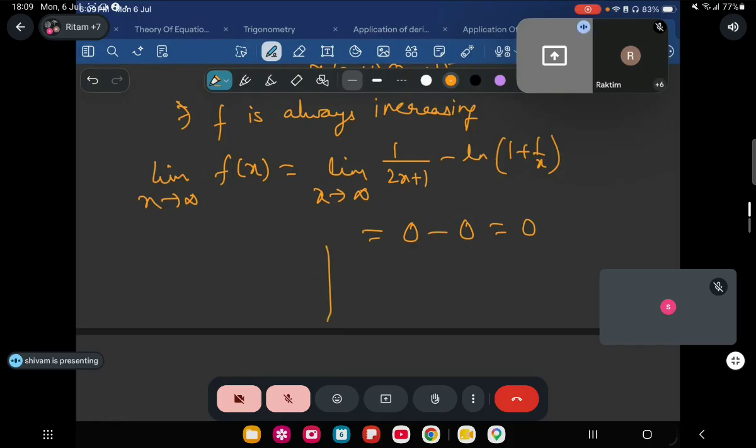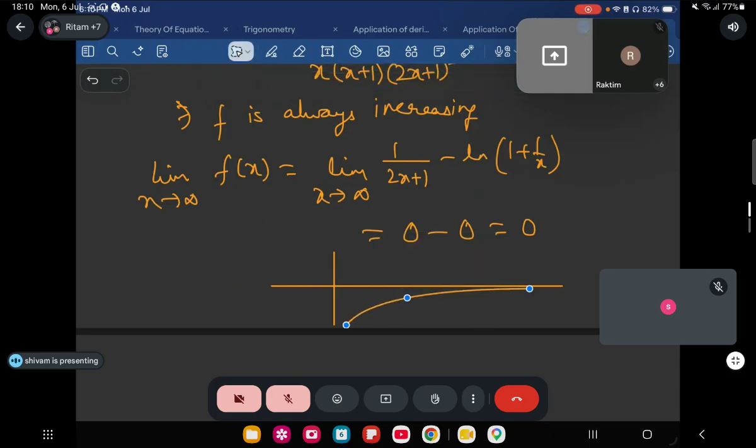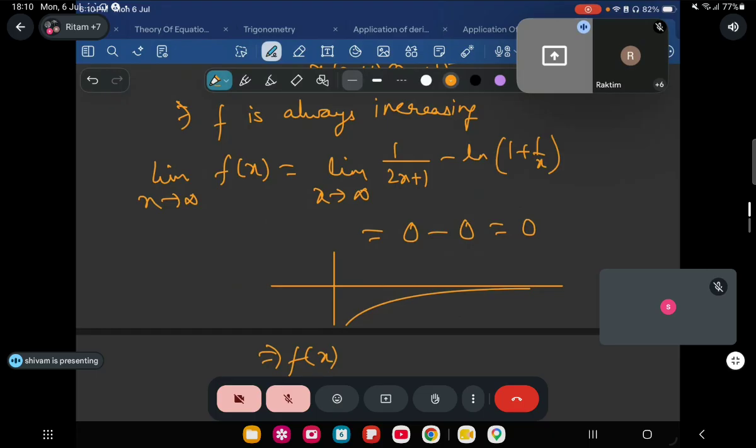So I'm just drawing a rough diagram of this function. The function is always increasing, right? So the diagram will look somewhat like this. It is always below the x-axis. Yes or no? This implies I can say that f of x is less than 0. Tell me, are you getting? For all x greater than 0, therefore, 1 by (2x + 1) must be less than ln(1 + 1 by x).